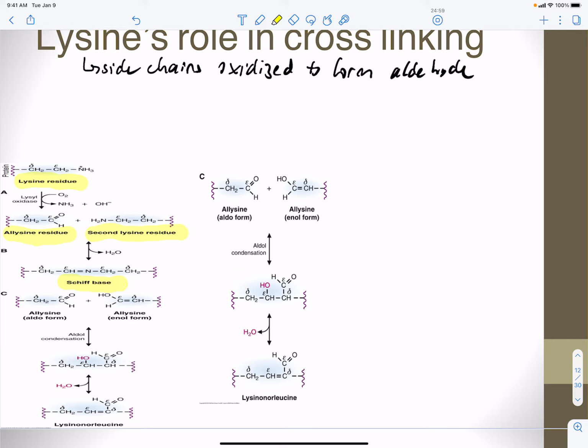Now, a Schiff base is just simply formed by the condensation of a primary amine and an aldehyde, and it involves cross-linking of these two groups. And what's important for that for your extracellular matrix and making a Schiff base is that it can help form hydrogel networks.